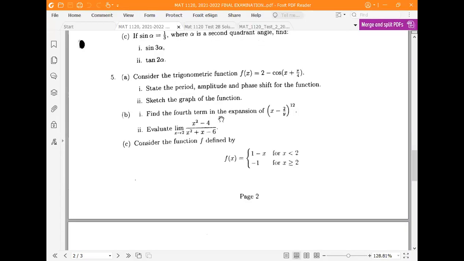Find the fourth term in the expansion of this. Okay, so it's the fourth term actually. I was solving for, I thought it's about the powers. So the fourth term means that r plus 1 is equal to 4, so r is equal to 4 minus 1. So r is equal to 3. So we actually know what r is.